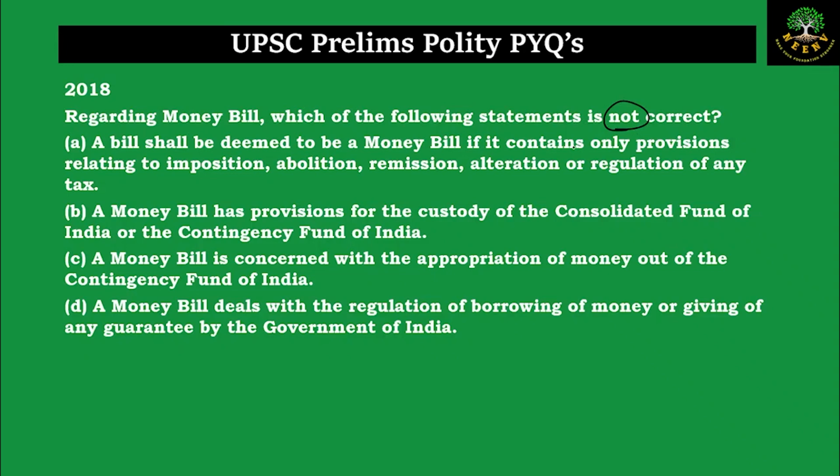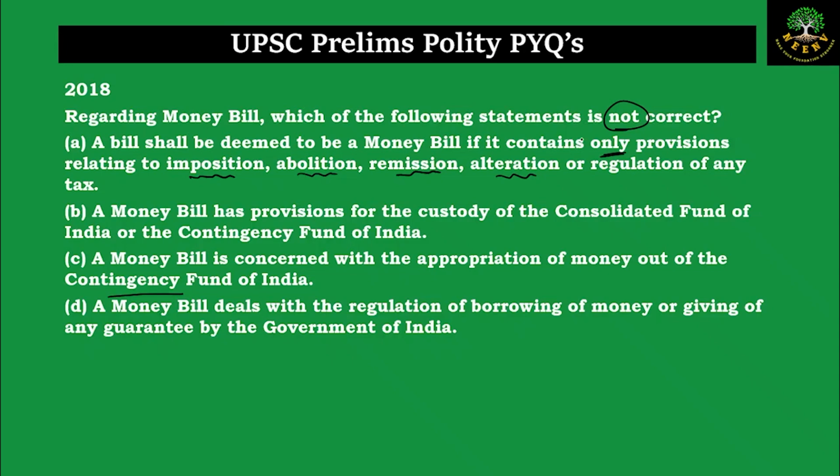Statement A: A bill shall be deemed to be a money bill if it contains only provisions relating to the imposition, the abolition, the remission, alteration, or regulation of any tax. Statement B: A money bill has provisions for the custody of the Consolidated Fund of India or the Contingency Fund of India. Statement C: A money bill is concerned with the appropriation of money out of the Contingency Fund of India. And statement D: Money bill deals with the regulation of borrowing of money or giving of any guarantee by the Government of India.